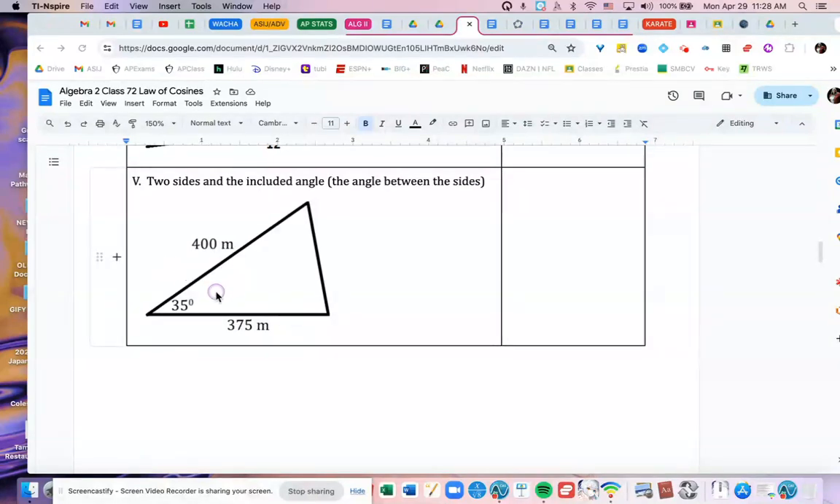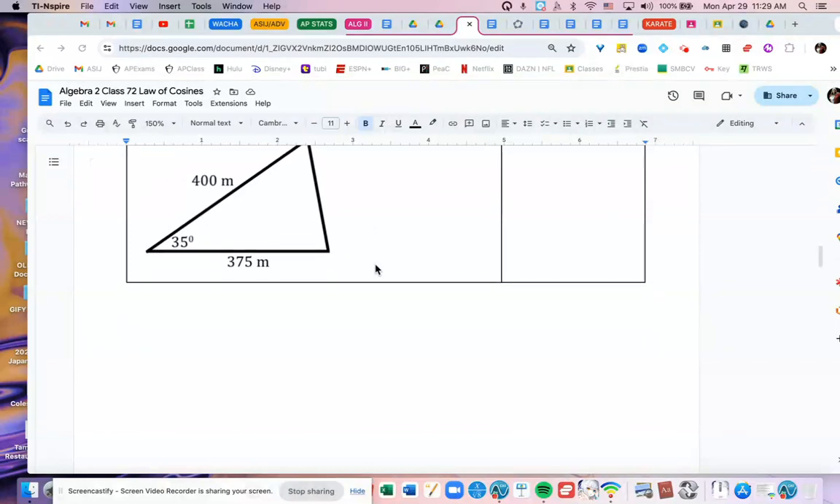This one, again, I know one angle, but I don't know any of the other angles. And this particular side that's across from it, I don't know. So this is that specific situation where I have two sides that I know and I have that included angle. It doesn't work in the law of sines, but it works in the law of cosines.